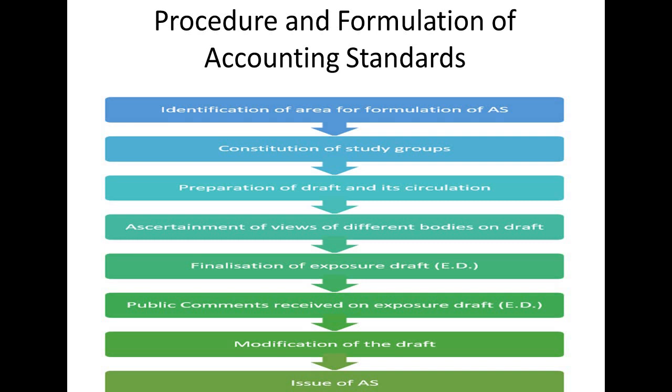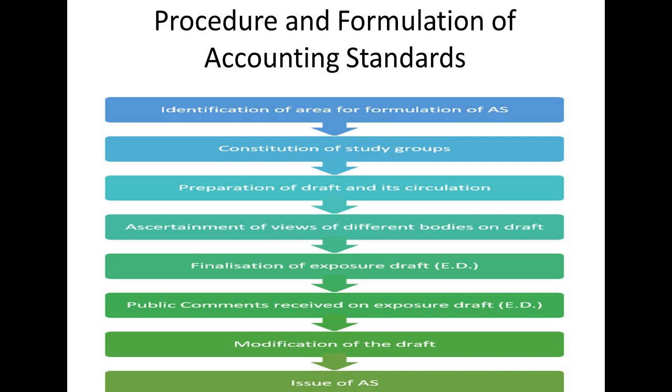Third one, preparation of draft and its circulation. After formation of the group, what will they do now? The group creates a draft accounting standard. In the group, they will have a meeting, and in the meeting they clearly discuss what areas are to be covered, what accounting policies should be created, and what accounting standards should be created. Based on that meeting, they prepare the draft accounting standard. Then this draft should be circulated to all the people, and it is also uploaded and posted on the ICAI website.